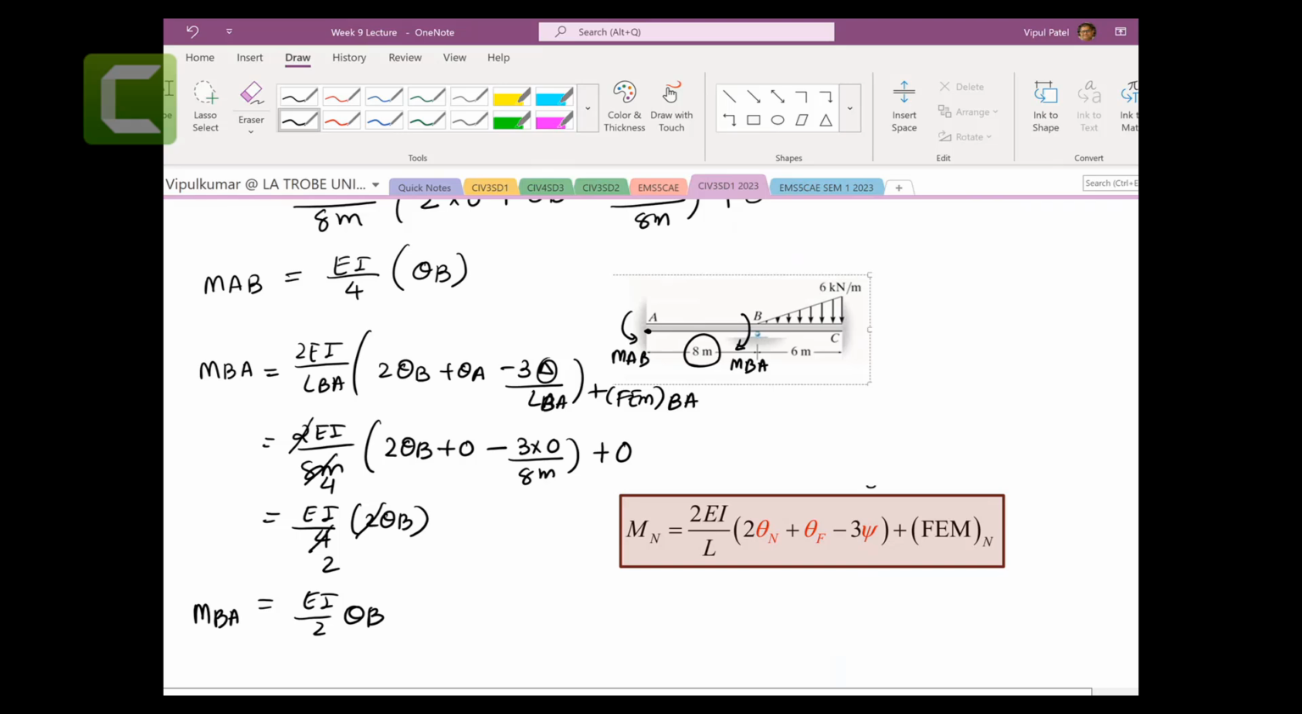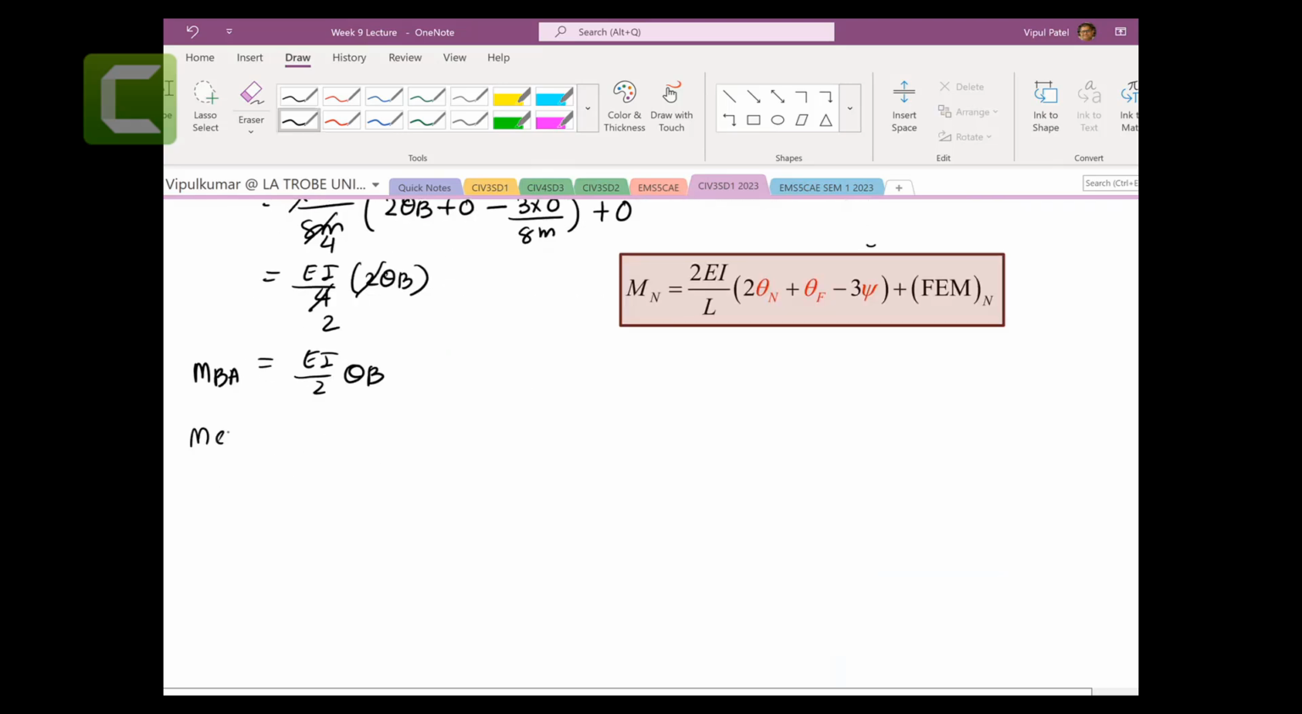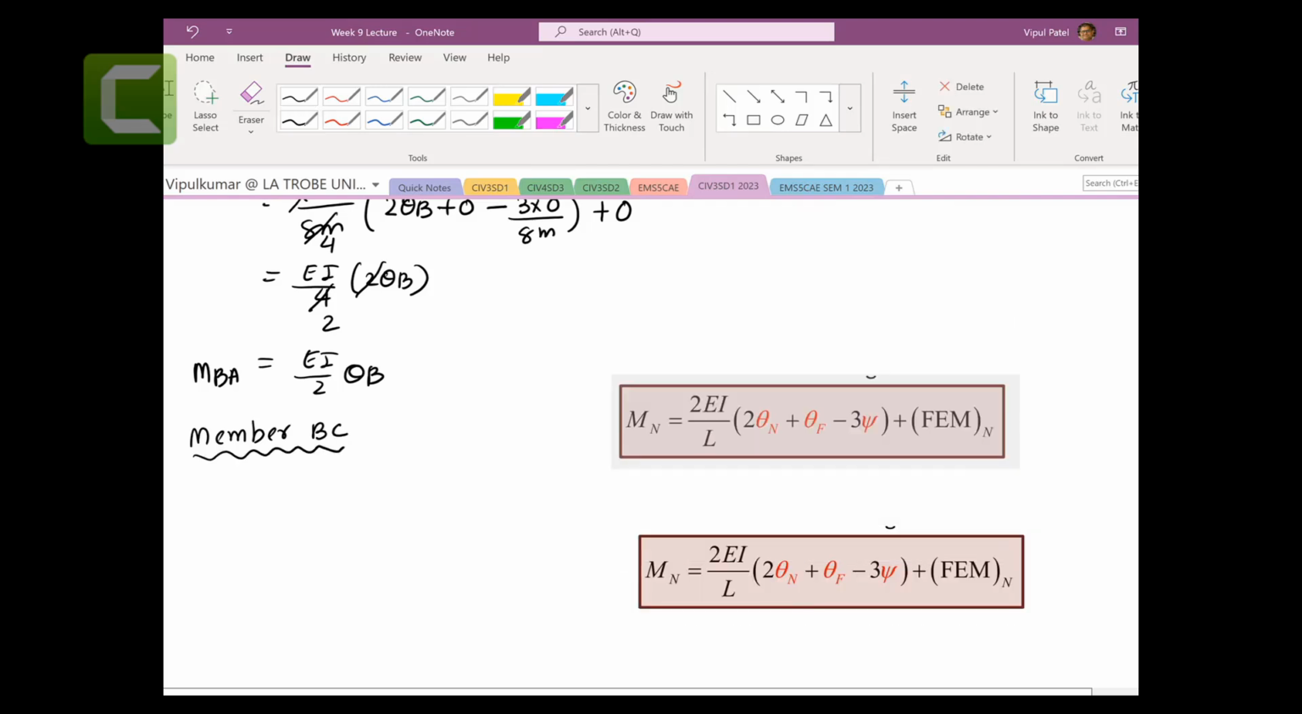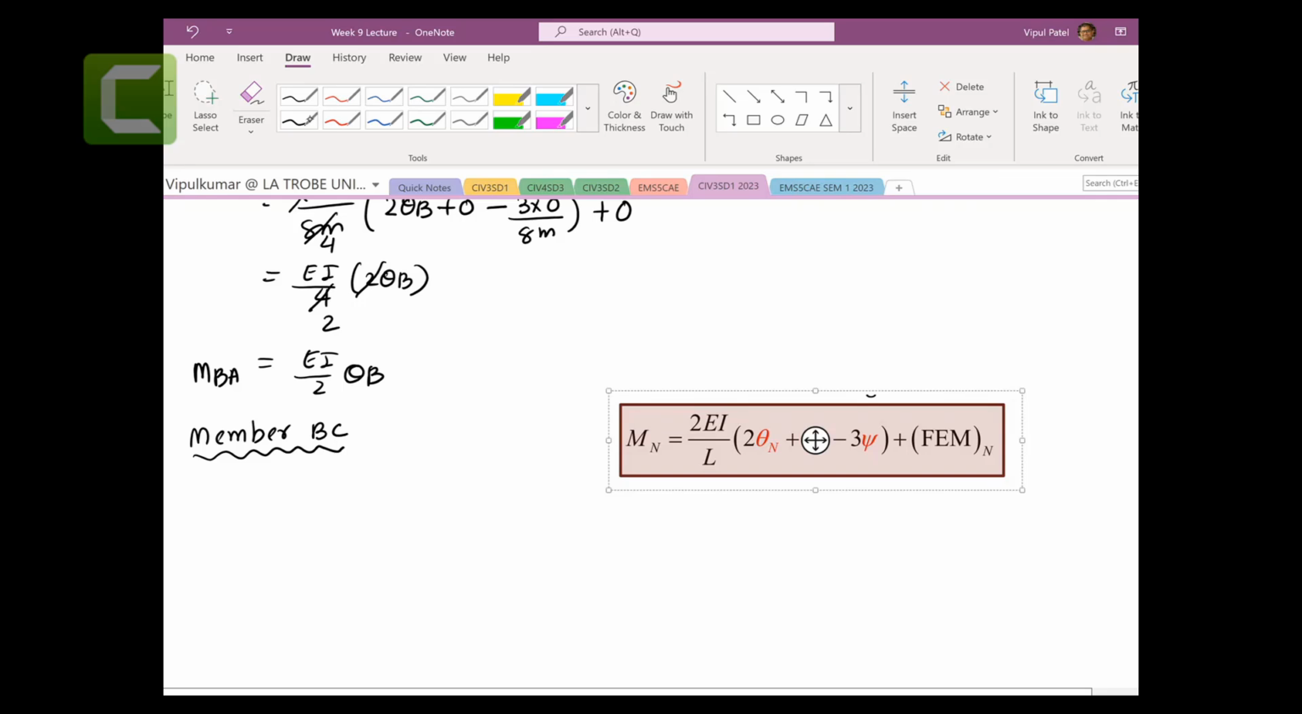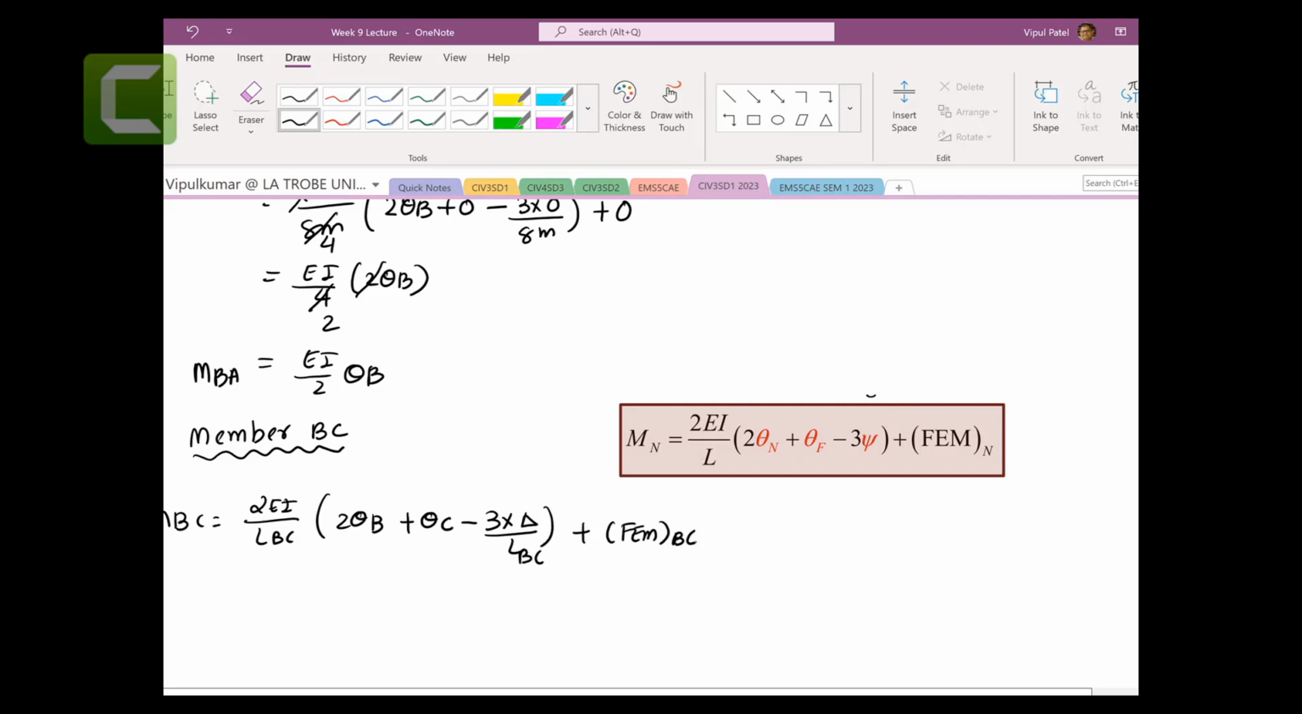Right. So this is member AB done. Now we can do the same procedure for member BC. It requires some attention. Right. Okay, MBC. Let me write it: 2EI on length BC, 2 theta B near node, plus theta C, minus 3 delta on LBC, plus the fixed end moment of BC.